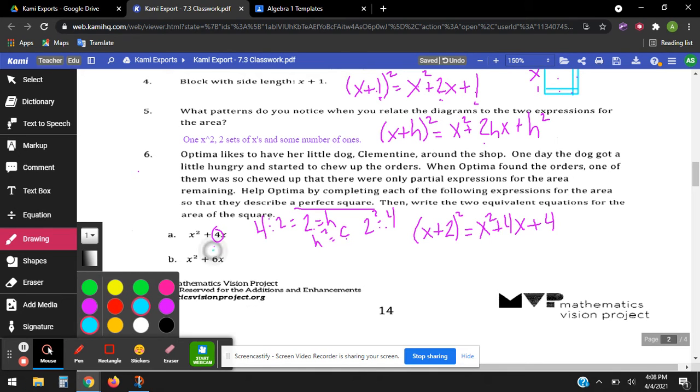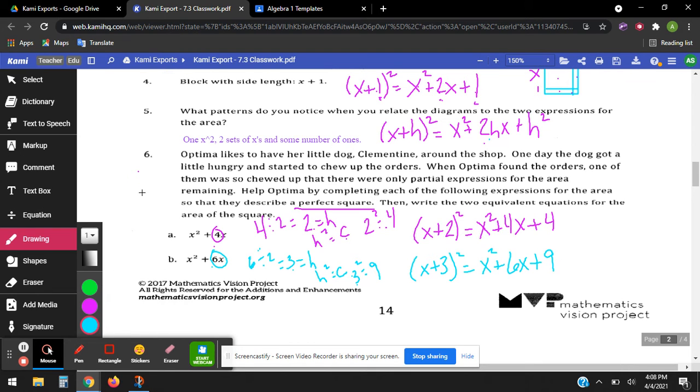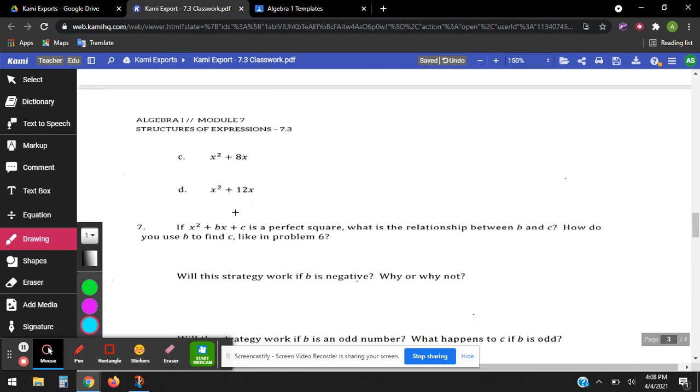Let's look at the next one. 6x. Well, again, if I need to split it in half to get my h, then I'm going to do 6 divided by 2 equals 3. So 3 equals h. H squared is c. So 3 squared is 9. So going to my equation, x plus h is 3 squared equals x squared plus 6x, that's what I've got going on here, plus c, which is 3 squared, which is 9. All right, let's look at the next ones.